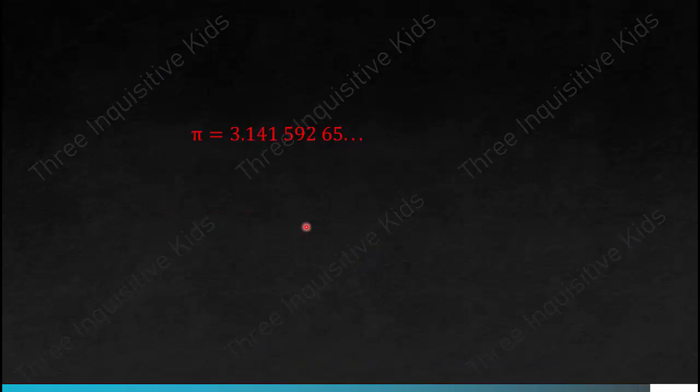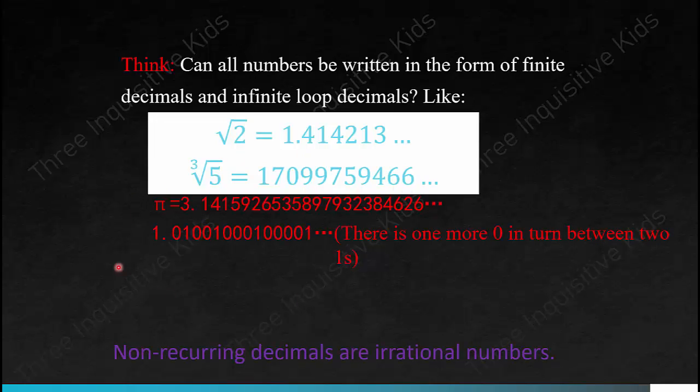Well, actually, this number, like pi, or this number, which has one more 0 in between each pair of ones, are non-recurring decimals, which are like infinite decimals, but they don't repeat. For example, this goes on infinitely, but there is no pattern in here. Or there is a pattern, but it just doesn't repeat. The non-recurring decimals are irrational numbers.